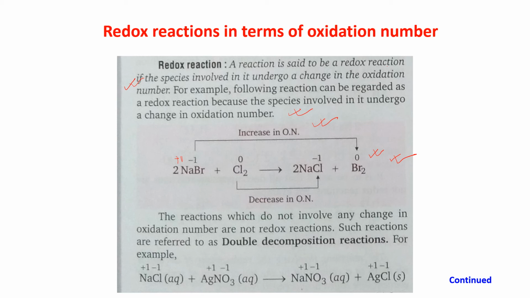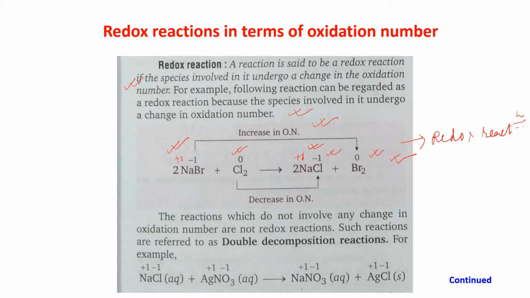Now this is Cl2 to NaCl. Now the change in oxidation number: Cl is -1 and Na is +1. Now for Na, there is no change in the oxidation number. Na is +1 to +1. On the left hand side also +1, right hand side also +1. So I will not take Na into consideration. Cl2 is a chlorine molecule, so it is 0. It is coming from 0 to -1. That means a decrease in oxidation number. So this is a redox reaction.